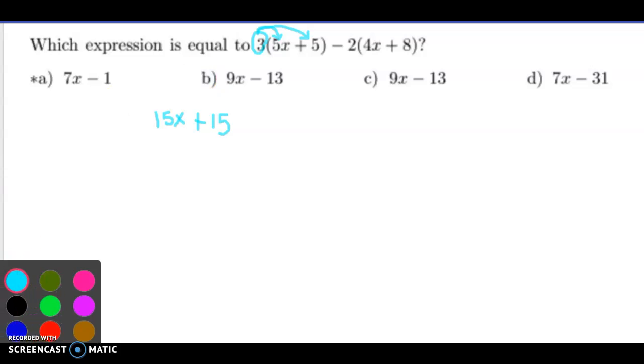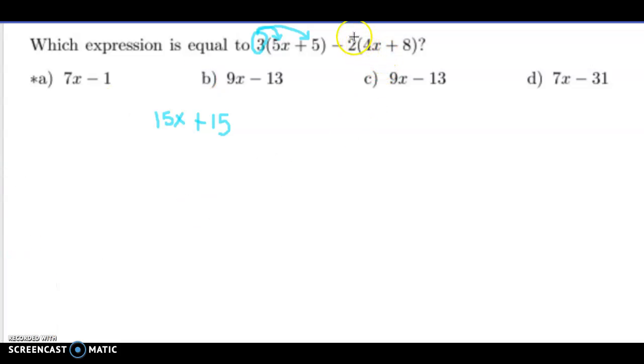Now I'm going to distribute the next set of parentheses. I circle what's right in front of the parentheses, which, do not forget, the sign, is a negative 2. And I multiply it by the first term. And a negative times a positive is a negative. 2 times 4x is 8x. Then I multiply a negative 2 times a positive 8. And a negative times a positive is a negative. And 2 times 8 is 16.